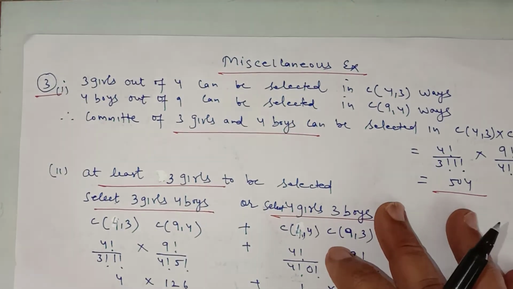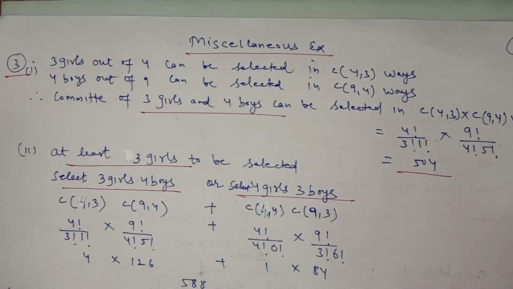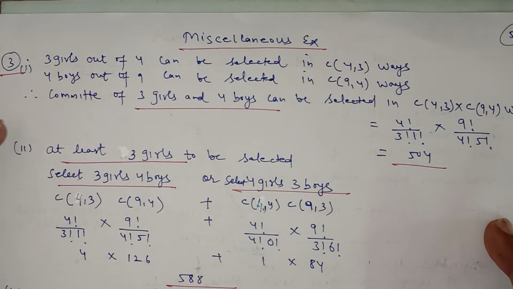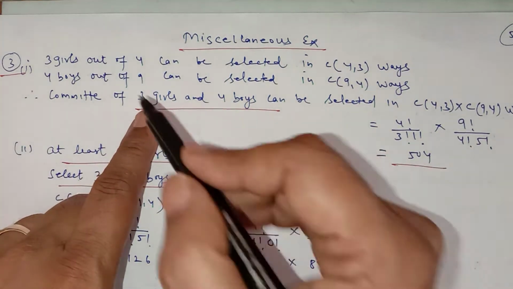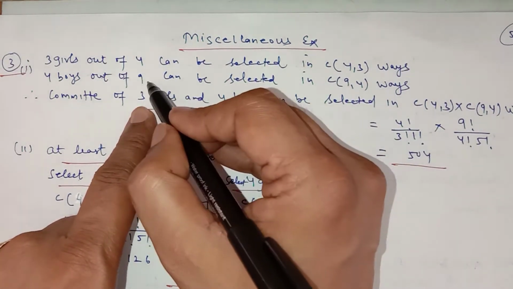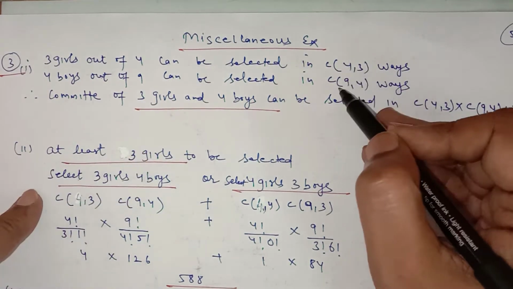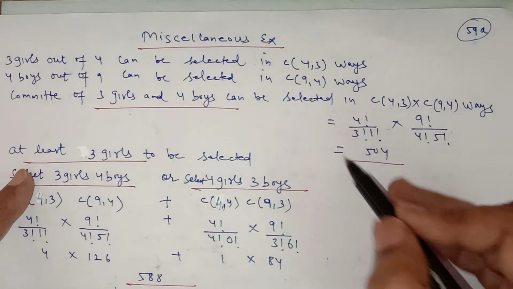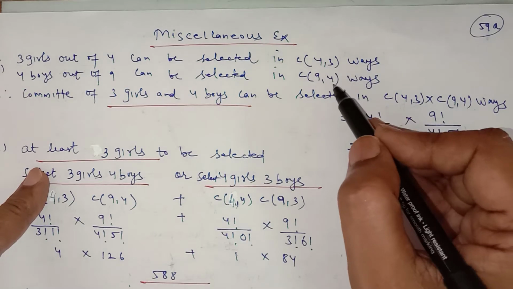Now in question number 3, there is a committee you have to make. It is a long question, so be very careful. We have 9 boys and 4 girls. In the first case, you have to select 3 girls and 4 boys. So it is a simple question in which you can select 3 girls out of 4 and 4 boys out of 9. You can select in combination of 4 3, combination of 9 4 and multiply it. These are the total number of ways in which you can select 3 girls out of 4 and 4 boys out of 9.